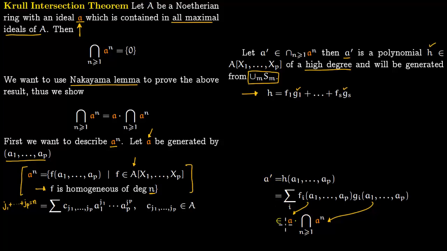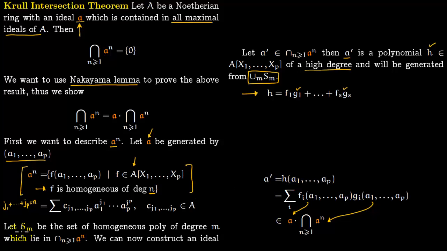So this A prime would lie in A times the intersection of A_n, where n is greater or equal to 1, and we notice that this A prime has been chosen from here. So we have this decomposition like this. So now we have to fill in the details.